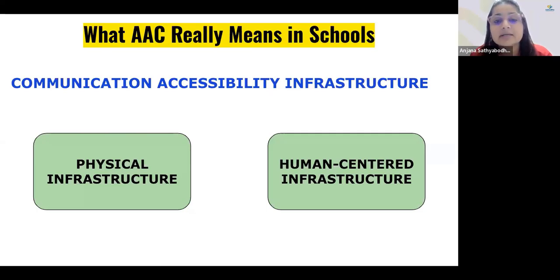So physical infrastructure is, of course, the AAC communication supports, the AAC device or communication device, the AAC app installed, and the low-tech resources, visual supports, and everything. So these are all the physical infrastructure that you will need. And then we also need a human-centered infrastructure, which is training, awareness, and the right mindset, learning about how to use it, collaboration. So a lot depends upon, 90% of course depends upon, the people who are involved in it.